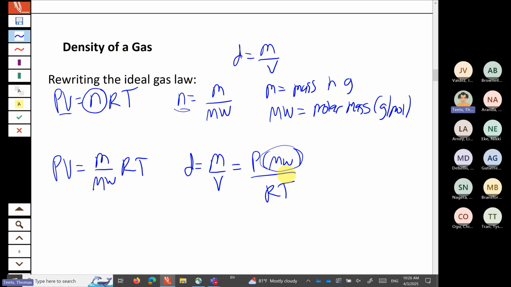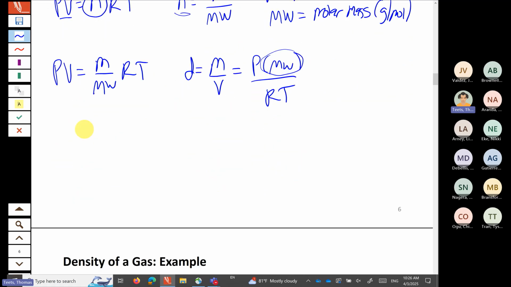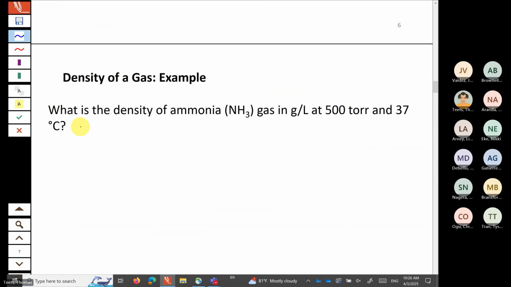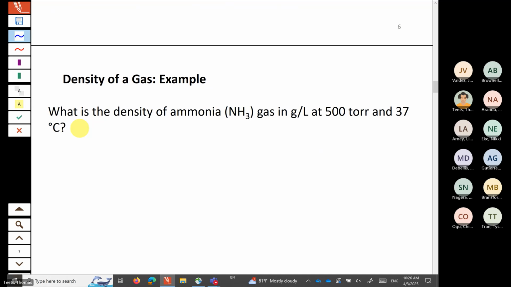So that's going to be some things you might see in the homework. It's the same exact equation, just in some cases you'll actually want to solve for the molecular weight as a way of identifying something that's unknown. But this problem here that I have is just kind of a simpler one. So we're just looking here for the density of ammonia if the pressure is 500 torr and the temperature is 37 degrees Celsius. So we're going to use that exact equation that I just gave you, rearranging PV equals nRT.